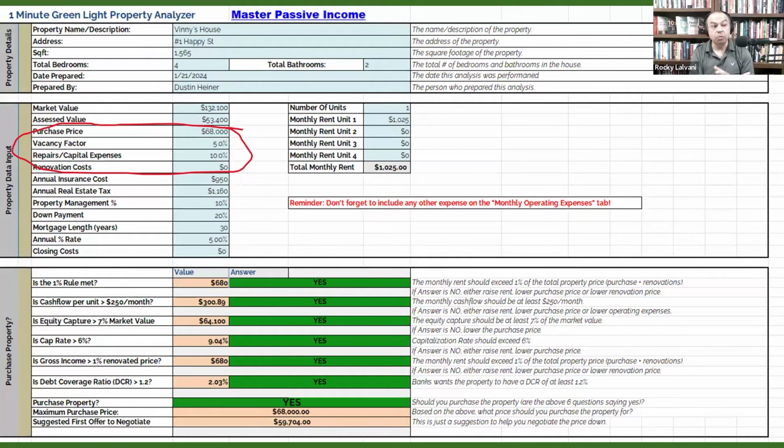So we're going to show you what to do with this 5%. And again, I don't care what number you use. This one just happens to say 5% for vacancy, 10% for repairs, whatever it is. Come up with your number. You figure that out before you buy the house, and we'll show you what to do with that once you buy the house.